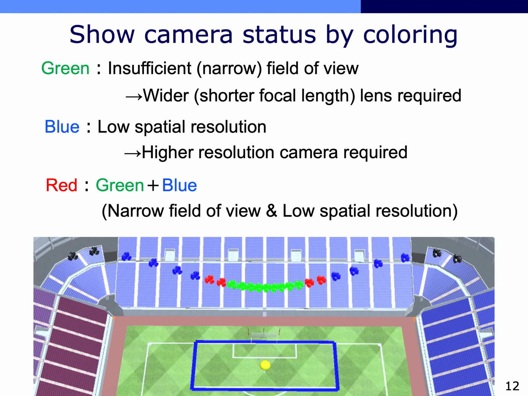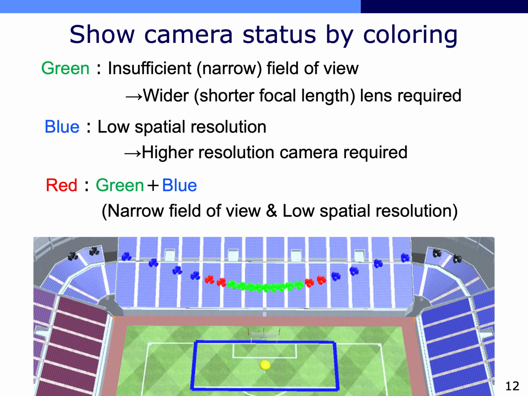Also, the camera icons placed in the figure are colored in 4 colors: red, green, blue, and black, to represent each camera status. Green means that the field of view is narrow to cover the full shooting area, denoted by the blue rectangle. So you need to choose a lens of shorter focal length.